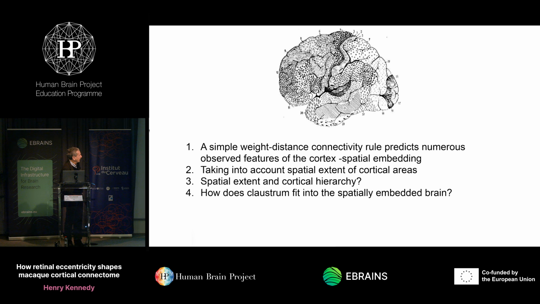So I'll go for it pretty quickly, but I'm going to go over a little bit more about this weight-distance connectivity and how it predicts numerous features of the cortex and why we call this spatial embedding. I will go through that to some extent. I've mentioned already that we're going to now take into account the spatial extent of cortical areas. And if I had the time, and I won't, I would really like to talk to you about cortical hierarchy, because I think everybody in this room is very function-oriented. And the anatomist's handle into function, of course, is looking at hierarchy.